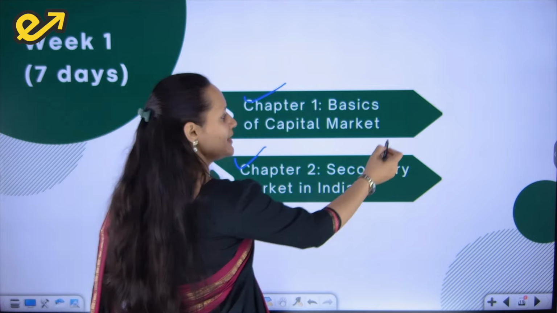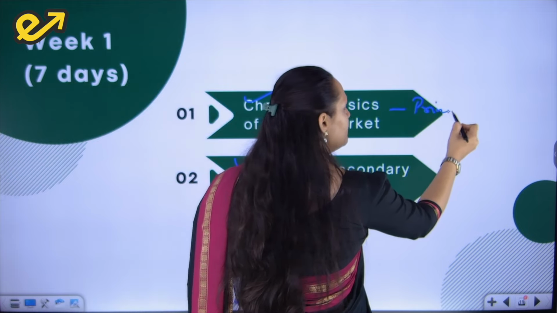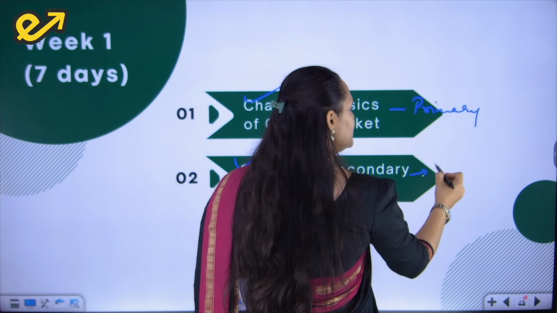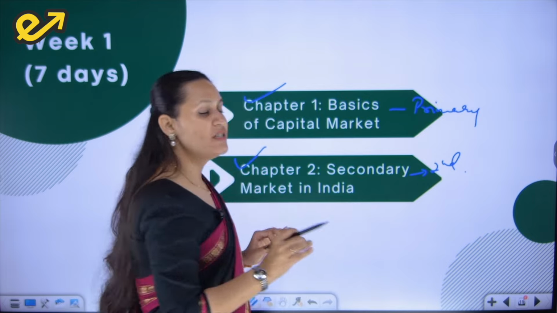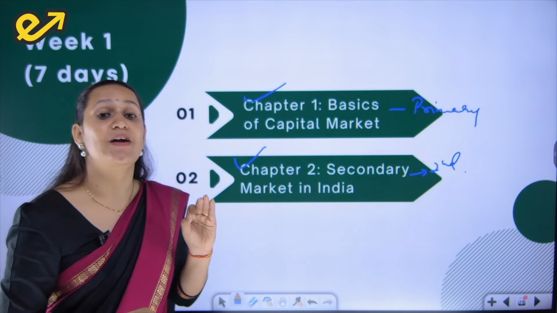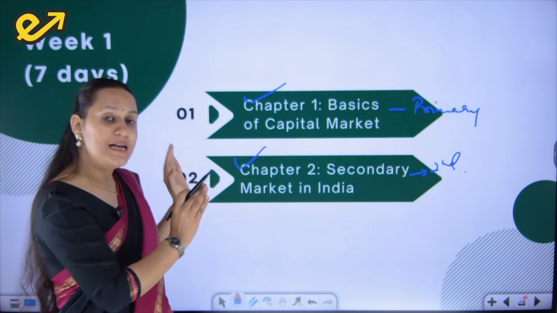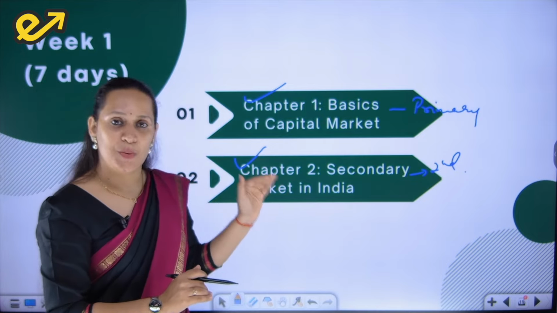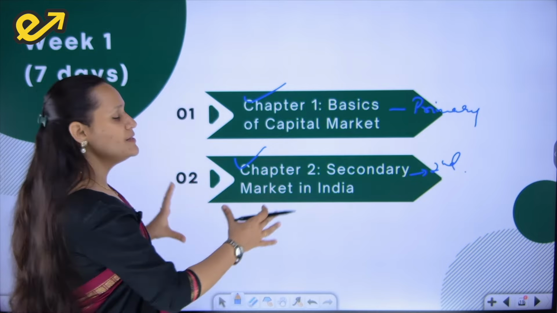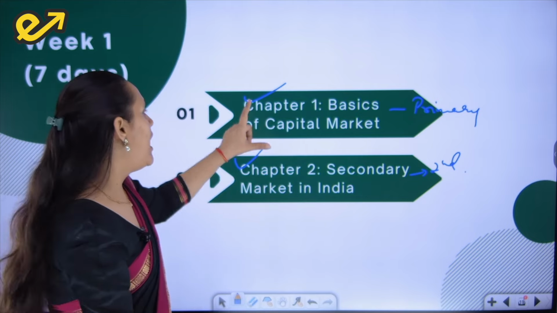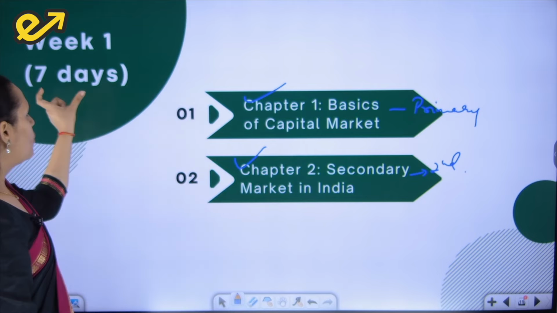The first covers the classification as well as the primary market, and the second one is the secondary market. These two chapters are very important and high weighted in the question paper. So I have limited it to only 2 because these are lengthy as well as very important. So this is the plan for how you are going to complete 2 chapters over 7 days.